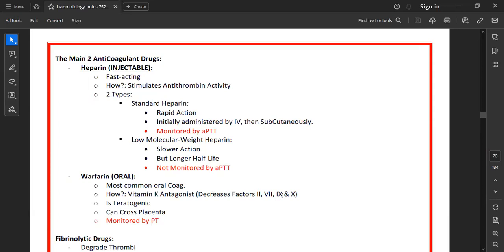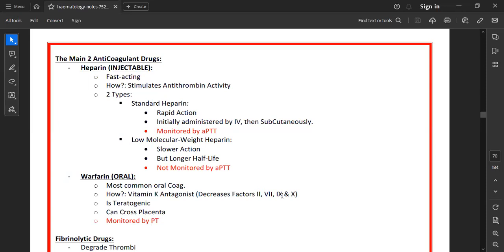And then the other one is heparin. The standard heparin, there's a low molecular weight heparin. So standard heparin has a rapid action, but low molecular weight heparin has slower action. And standard heparin can be monitored by APTT, but low molecular weight heparin, you cannot monitor by APTT.